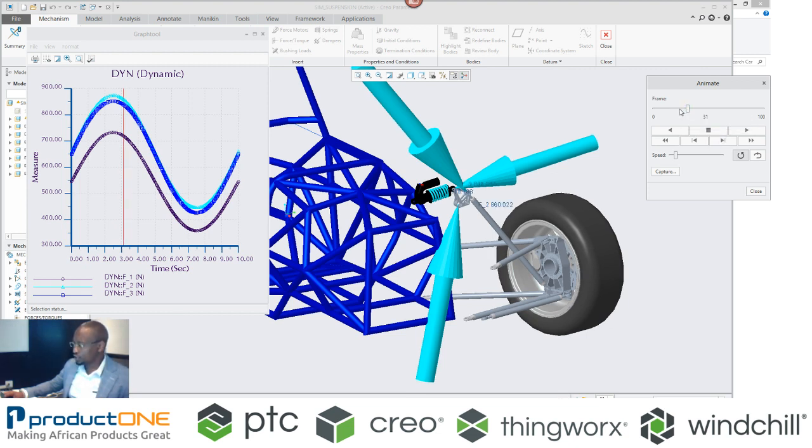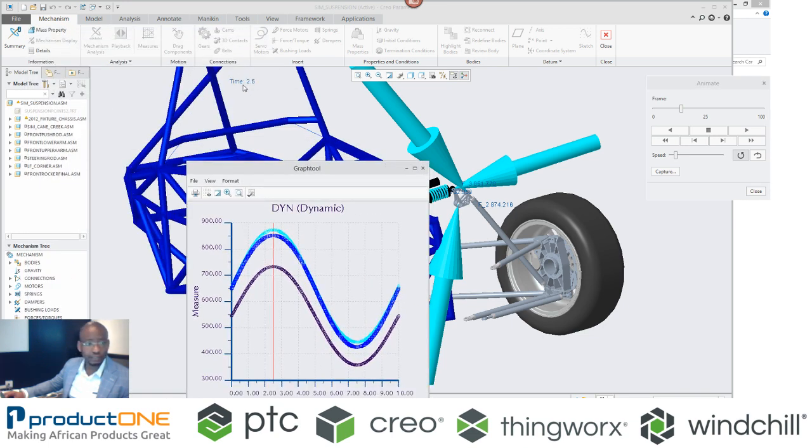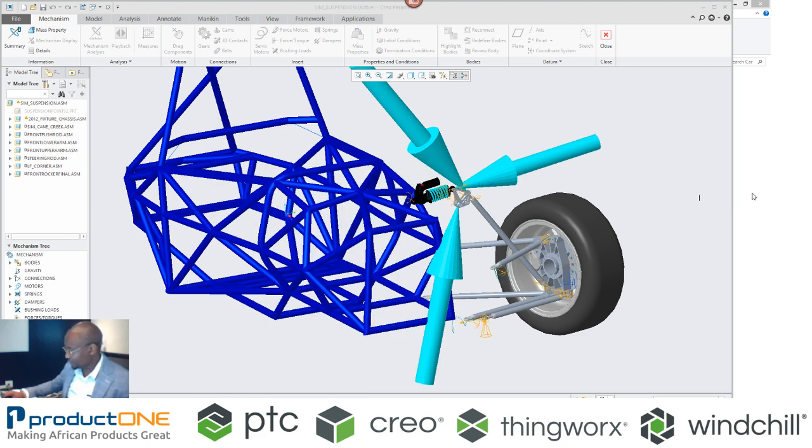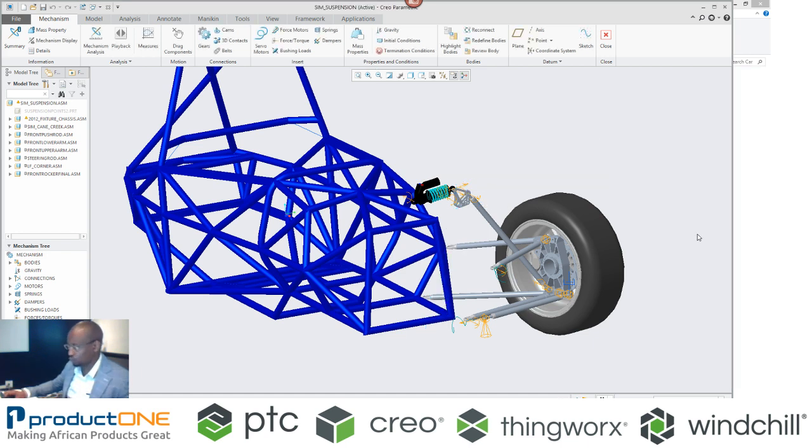Now, what is of interest to us is that as you see this going, particularly at 2.5 seconds, that is the timestamp there, this is where all the forces would have reached maximum. So I would like to analyze that particular point. And how do you do that in Creo Parametric and mechanisms? This is how you go about it.